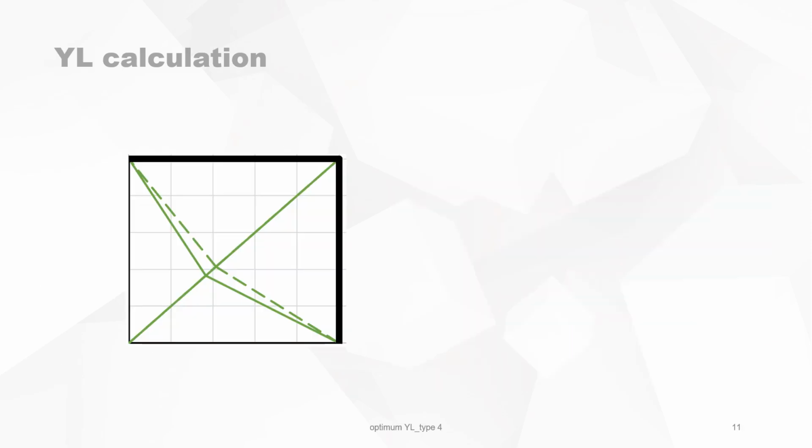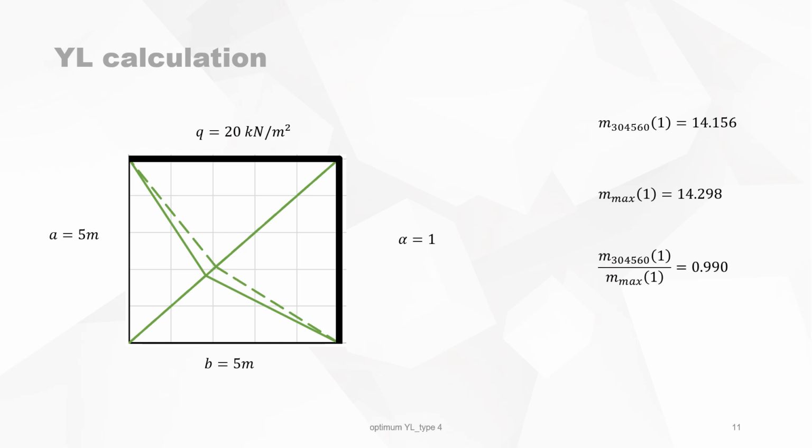Let's take an example of a square slab with a dimension of 5 meters loaded with 20 kilonewtons per square meter. The full green lines are the yield lines with the 30, 45, 60 rule. The dotted lines are the optimized yield lines. So alpha is 1. We calculate the maximum bending moment according to the 30, 45, 60 rule. We find 14.2 kilonewton meter per meter. We calculate the optimized bending moment, it's 14.3. We divide both to obtain the ratio of 0.99.